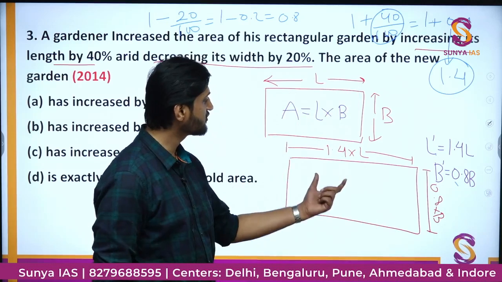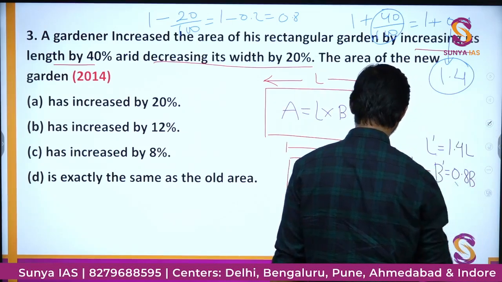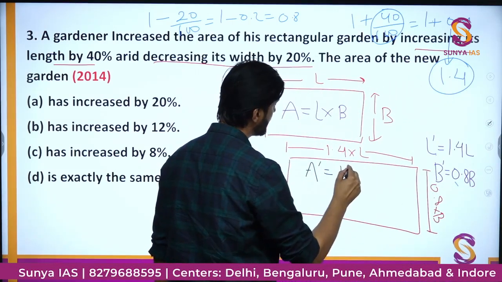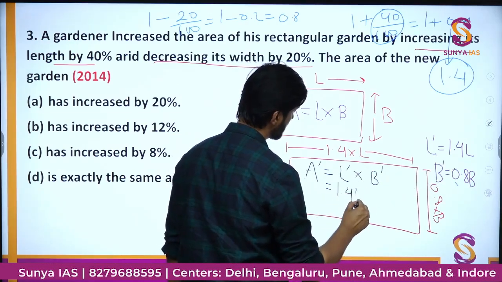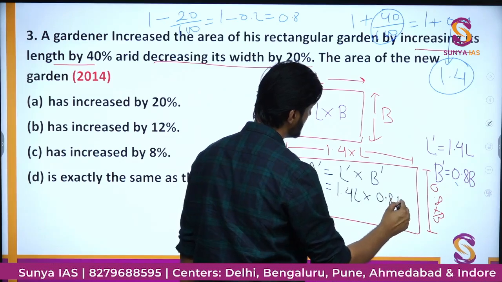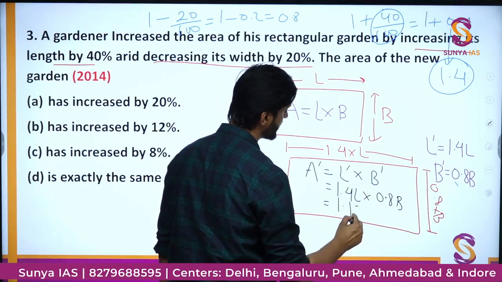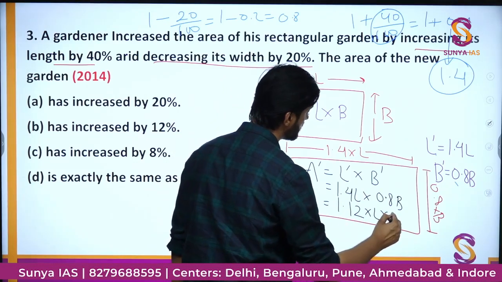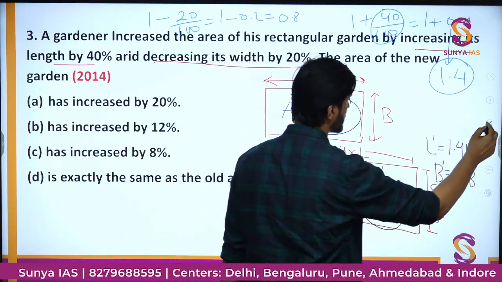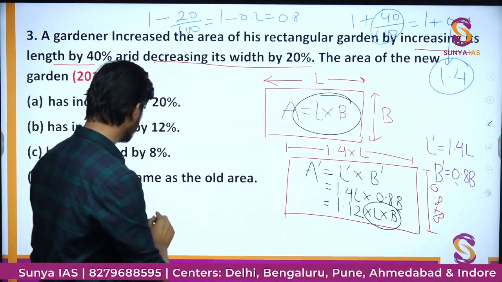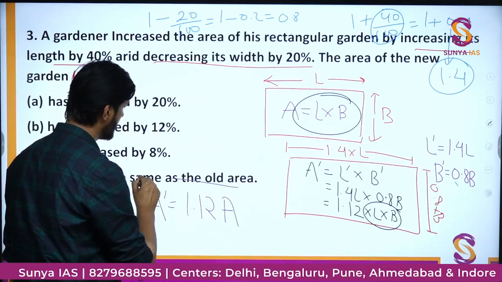Fine. Now we have to find the new area. New area, let's call it A dash, would be L dash into B dash. L dash came out to be 1.4 L. B dash is 0.8 B. Ultimately we get 1.4 into 0.8, we get 1.12 on multiplication into L into B. This L into B is nothing but the old area. So one can argue that the new area A dash is 1.12 times the old area A.